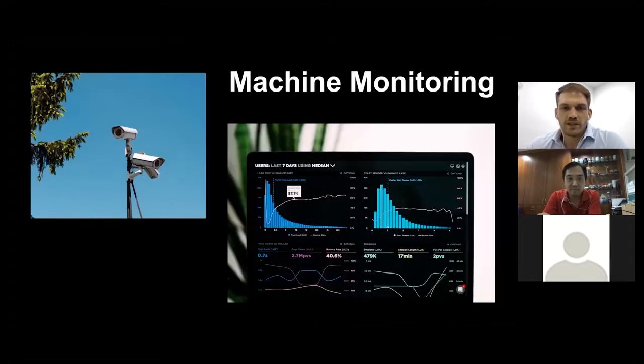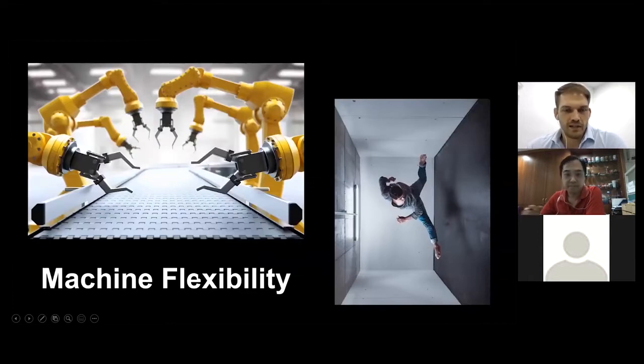Second topic is machine monitoring. Of course, Industry 4.0 is a big topic, and many people dream of having a dashboard where they can monitor their machines 24/7 from their smartphone or from any kind of device. So I'm gonna speak about this topic quickly. And finally, also the machine flexibility can help to make machines more utilizable and to increase the usage of machines overall.